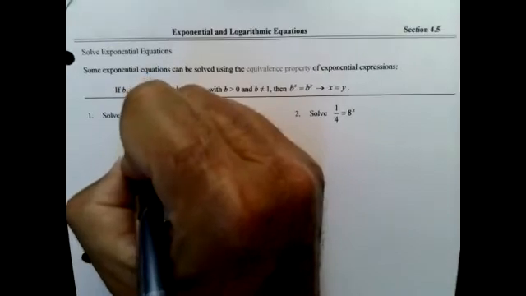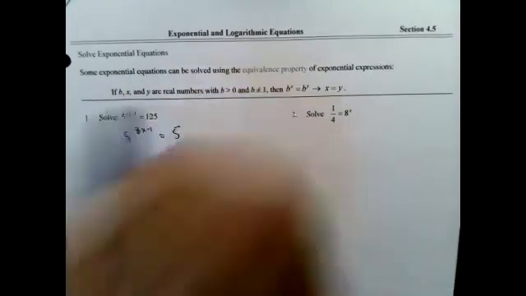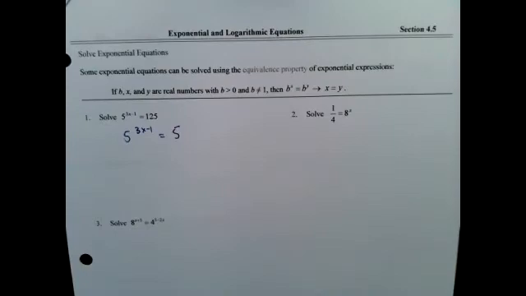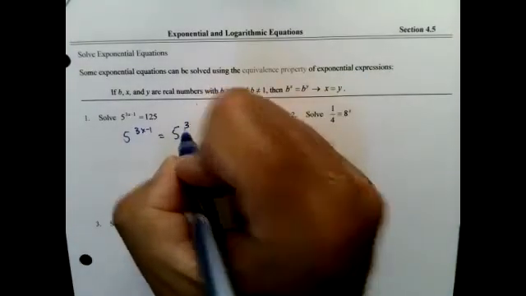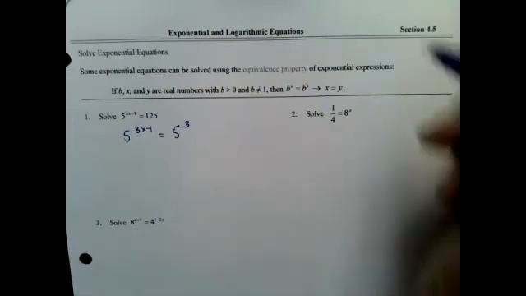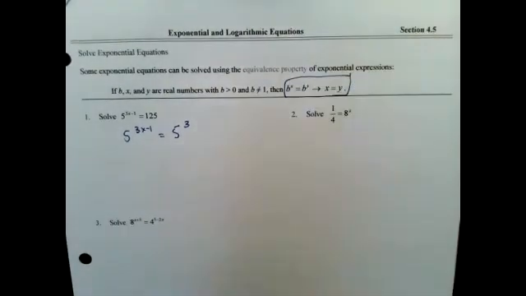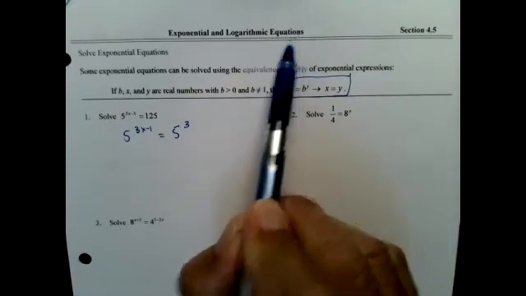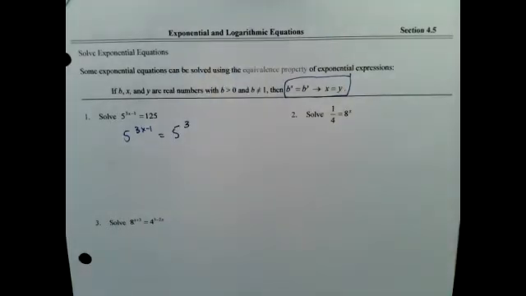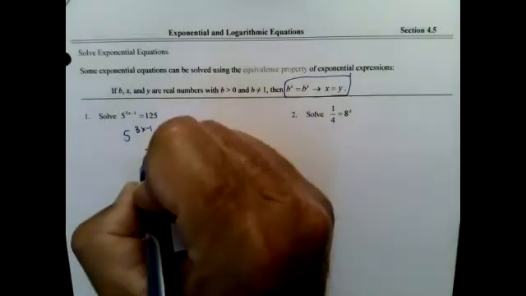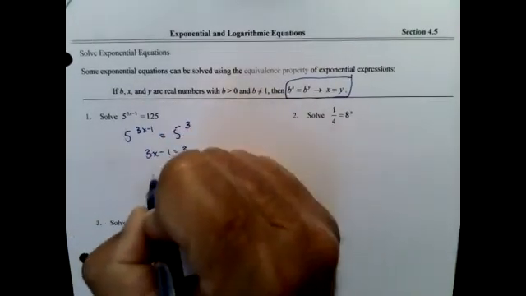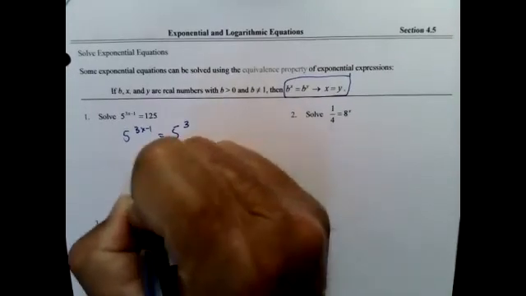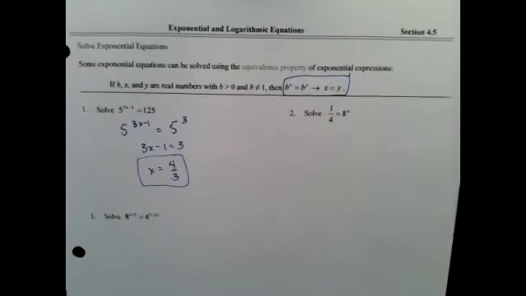This guy, 5 to the 3x minus 1 equals 5 times 5 times 5 cubed. Calculate x. This is what we're doing, what you see up here. The bases are the same, the exponents equal to each other. So today in this section 4.5, we're going to work with a bunch of equations. Those equations are going to involve exponents and logs. 3x minus 1 equals 3. x equals 4/3. Very good.